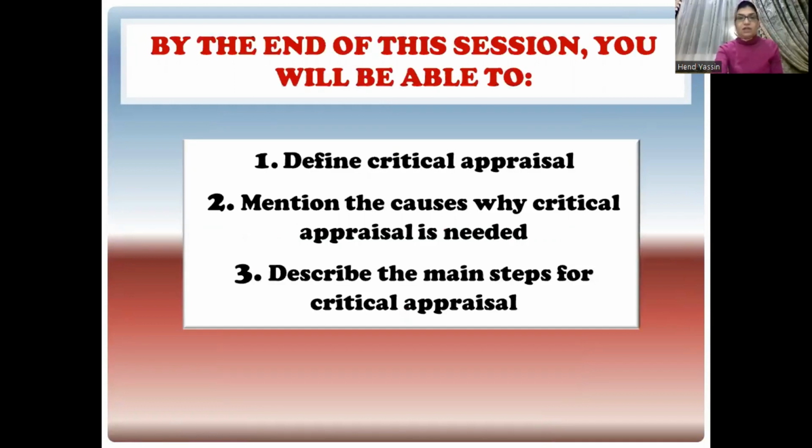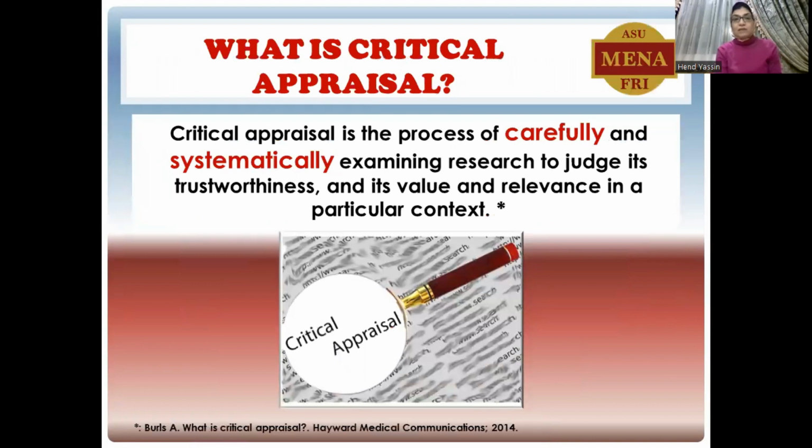By the end of this session, you will be able to define critical appraisal, mention the causes why critical appraisal is really needed, and describe the main steps for critical appraisal. First, critical appraisal is the process of carefully and systematically examining research to judge its trustworthiness and its value and relevance in a particular context. Actually, critical appraisal is essential for informed decisions, as it allows clinicians to use research evidence reliably and efficiently. This is a very challenging process.